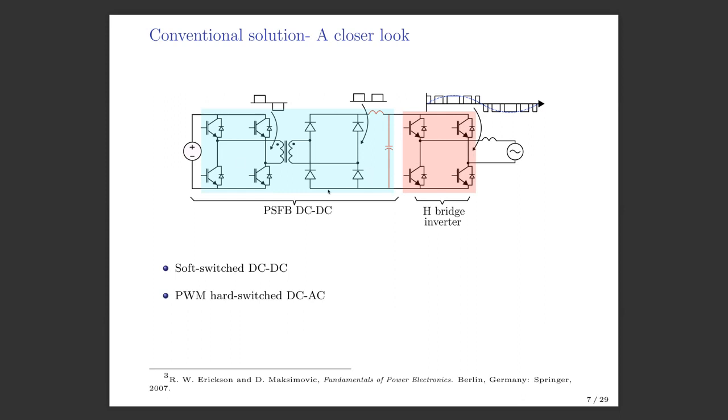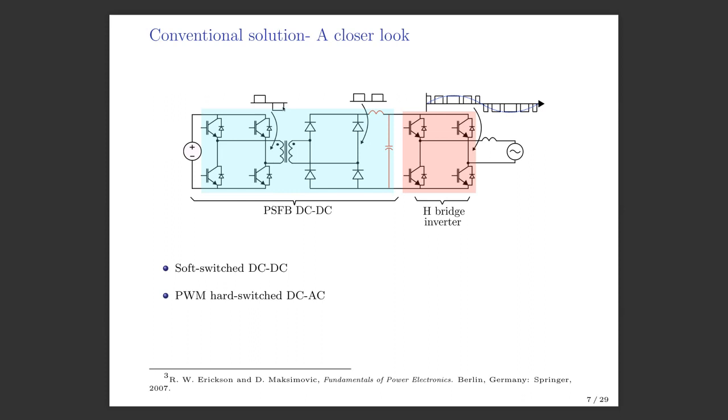Now let us take a closer look at this DC-DC converter. This is also known as the phase shifted full bridge DC-DC converter. Like this, here also you see another H bridge. This H bridge can generate a waveform like this. I call this waveform the quasi square waveform. This will be at a high frequency, about 20 kilohertz, and it is a purely AC waveform.